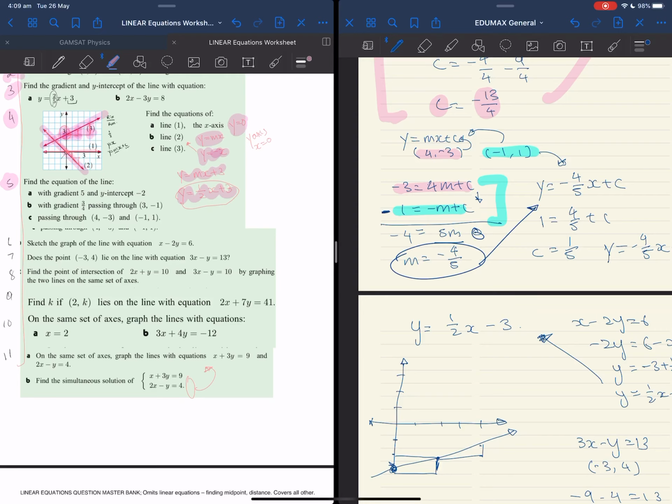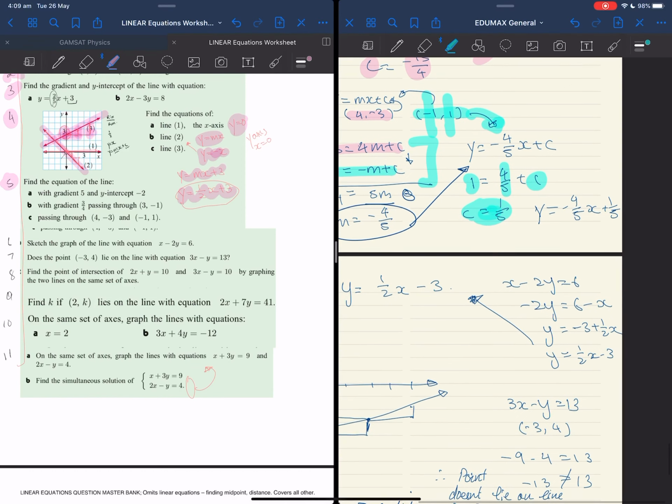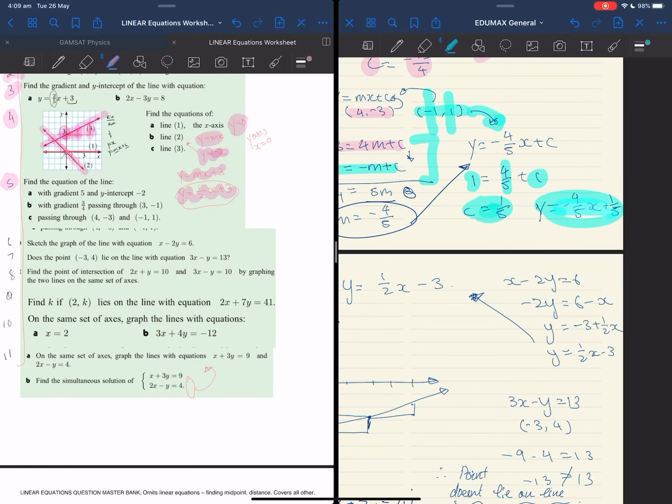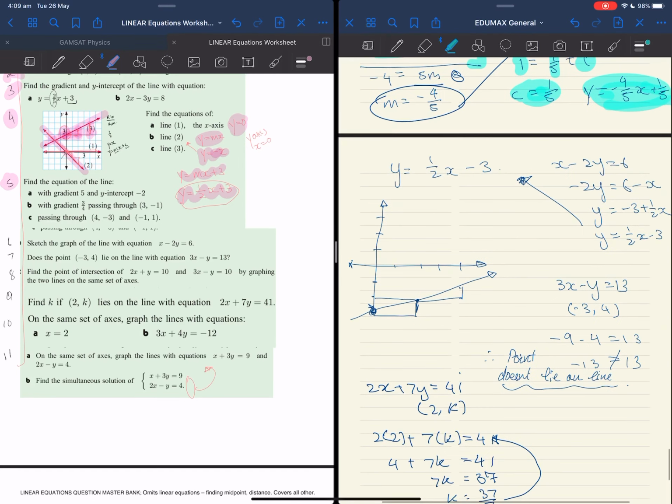Put that into this formula, and then you substitute an easy point in, right? I'm going to use -1 and 1 because it's easier to solve than 4, -3. So it'll just be 1 is equal to -1 times 4 over 5, and it'll just be positive 4 over 5. Solve for c. So you can see how solving for c is very repetitive. And finally, you get this equation. Okay? So it should be very similar to the old one.